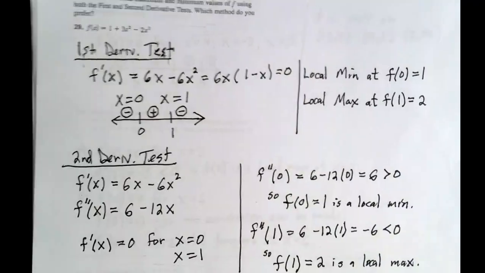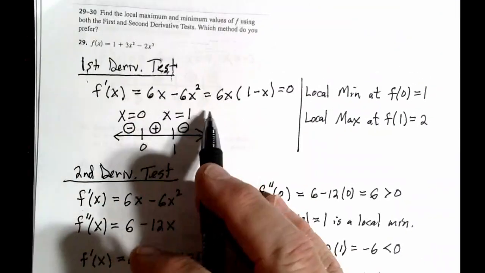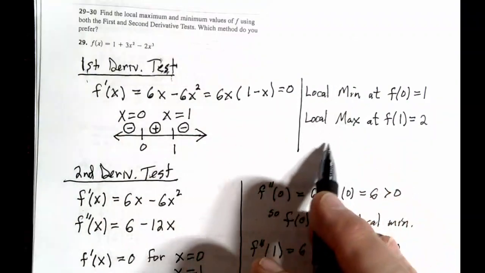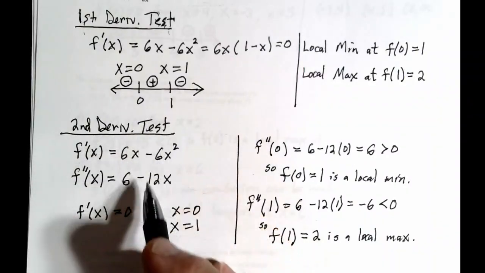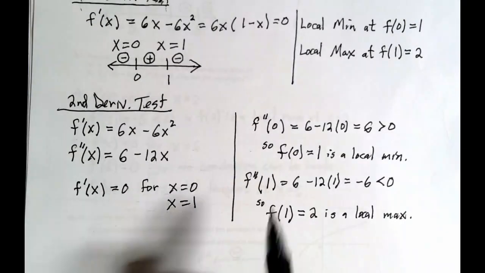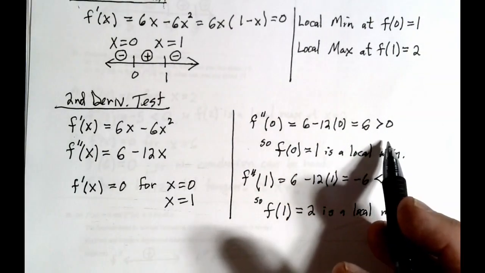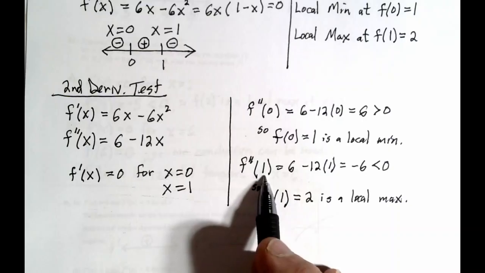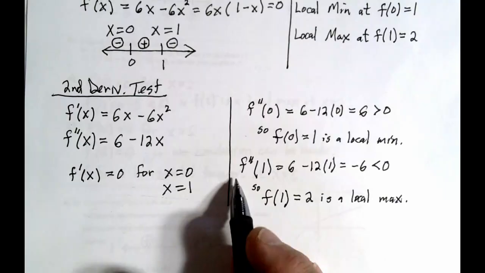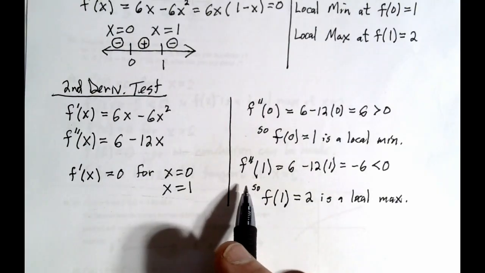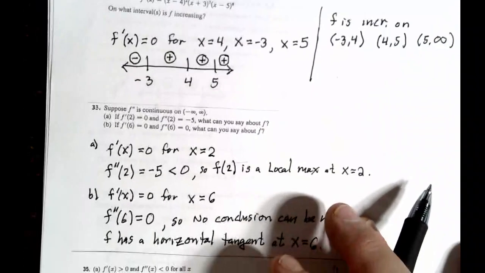29, they find the local max and mins using both the first derivative test. So you take the first derivative, divide it up, and you can tell where your local max or mins are. Now they want you to use those critical numbers of 0 and 1 in the second derivative. When you plug it into the second derivative and you get a positive, that means there's a minimum at that point. If you plug it in and you get a negative, that means it has a maximum at that point. Remember, if you plug a critical number into the second derivative and it gives you 0, it doesn't tell you anything.